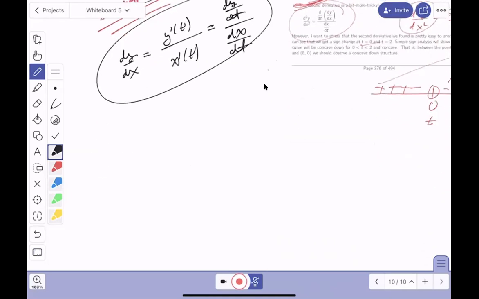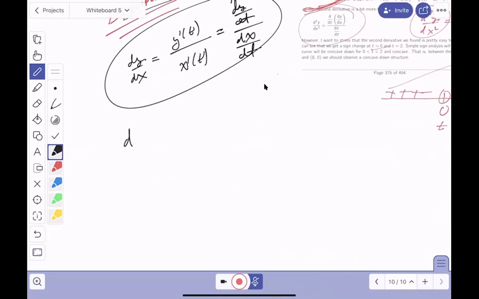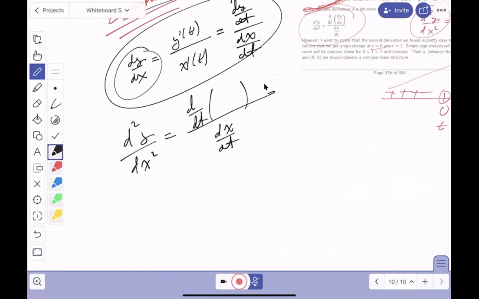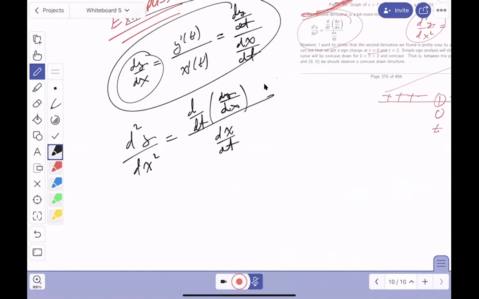What's the other one we derived? The second derivative, kind of hard to remember, by the way, I'll be honest with you, at least for me. What's that going to be? The bottom is dx/dt, and the top is going to be d/dt of the prior one, which is dy/dx. You've got to get the first derivative before you get the second one. Again, this stuff is in your notes. Take a look at it.